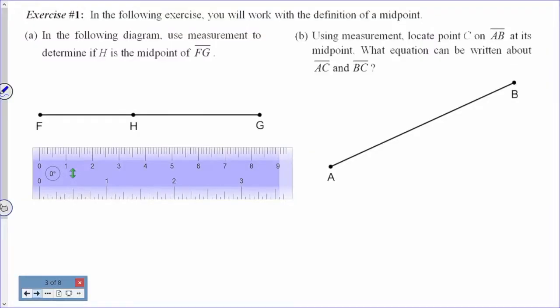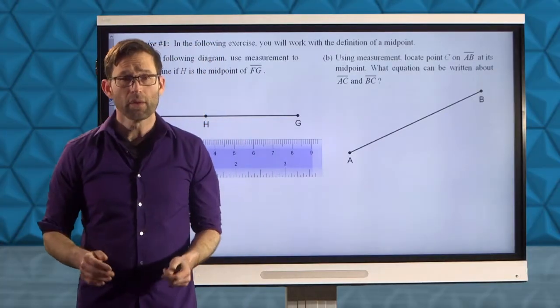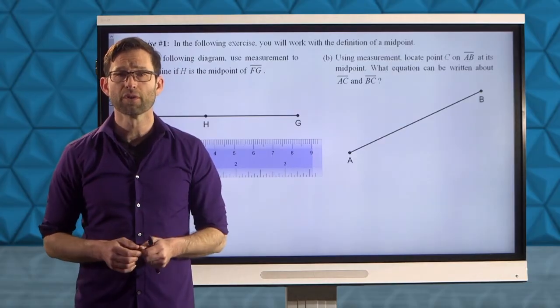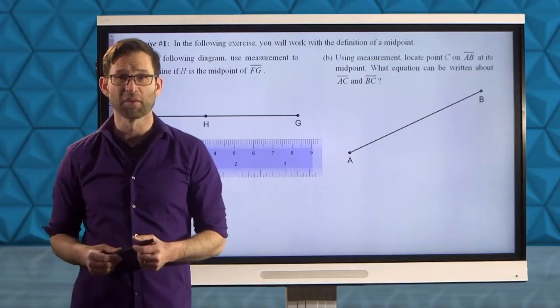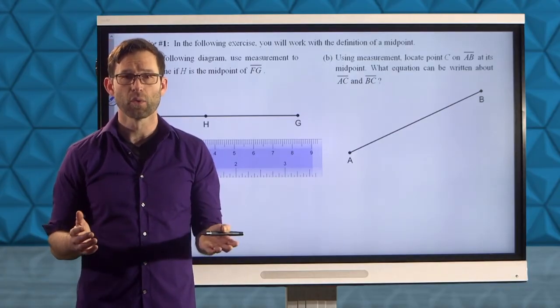Exercise number 1. In the following exercise, you will work with the definition of a midpoint. Letter A. In the following diagram, use measurements to determine if H is the midpoint of FG. All right. Well, this is probably the only time that you'll need your ruler today, but use your ruler to figure out whether H is the midpoint of line segment FG. Take a moment and pause the video now and use whatever time you need.